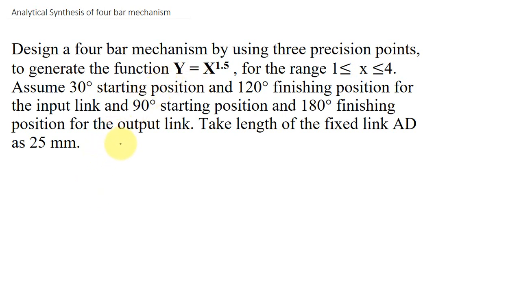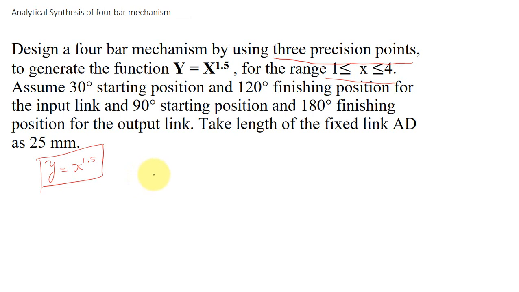So first of all, let us start with the given values. Here in the question, it is given that y is equal to x raised to 1.5. This is our required function. In the question it is mentioned that we have to design the 4-bar mechanism with the help of 3 precision points. So 3 precision points we have to find. Another important thing given in the question is the range for the value of x, and it is given as x will vary between 1 and 4.